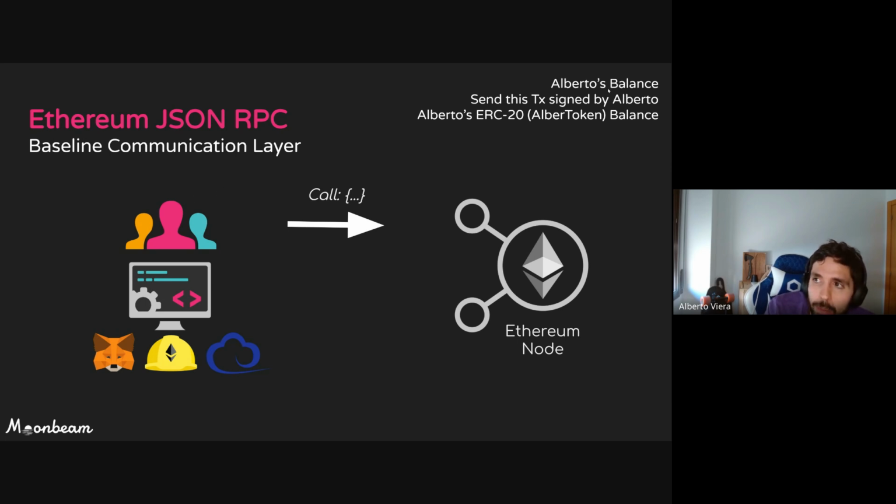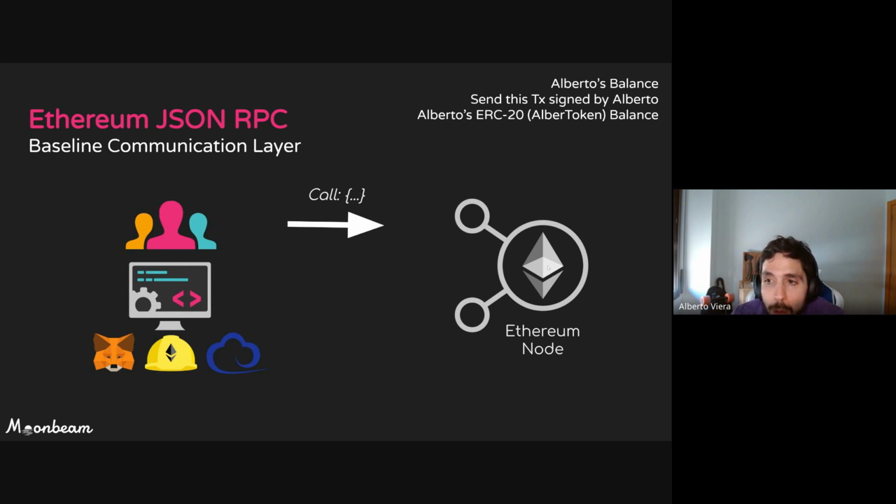So if I want to know my balance, or I want to send a signed transaction, or I want to know my balance of Albert tokens, you're going to have different JSON RPC calls. For each of these three, you're going to have different methods, so the JSON is not going to be exactly the same. But then the Ethereum node is able to dissect this call and execute it if it needs to be executed. Like, for example, send a signed transaction, or in this case, relay it to the network.